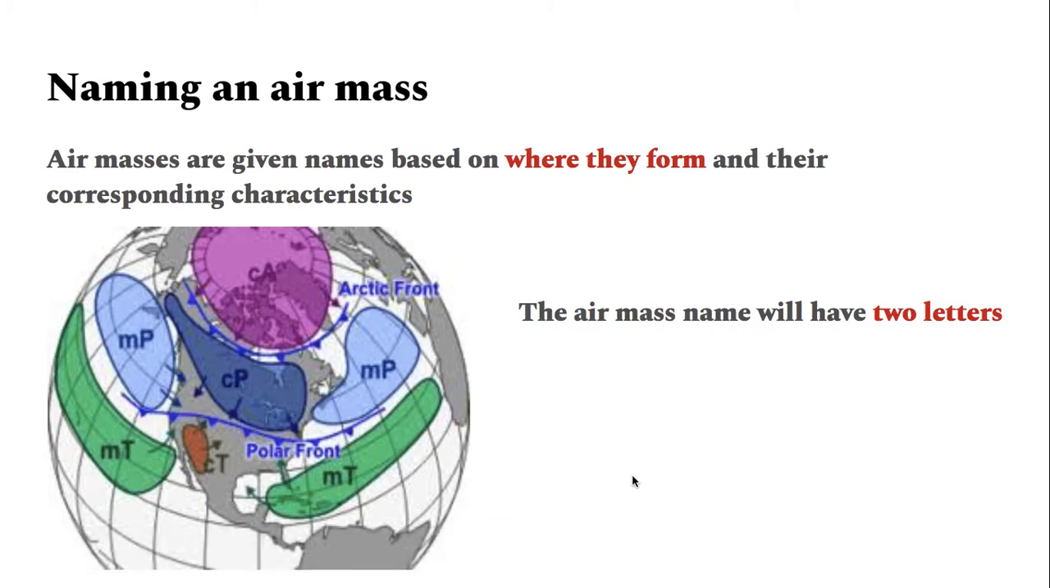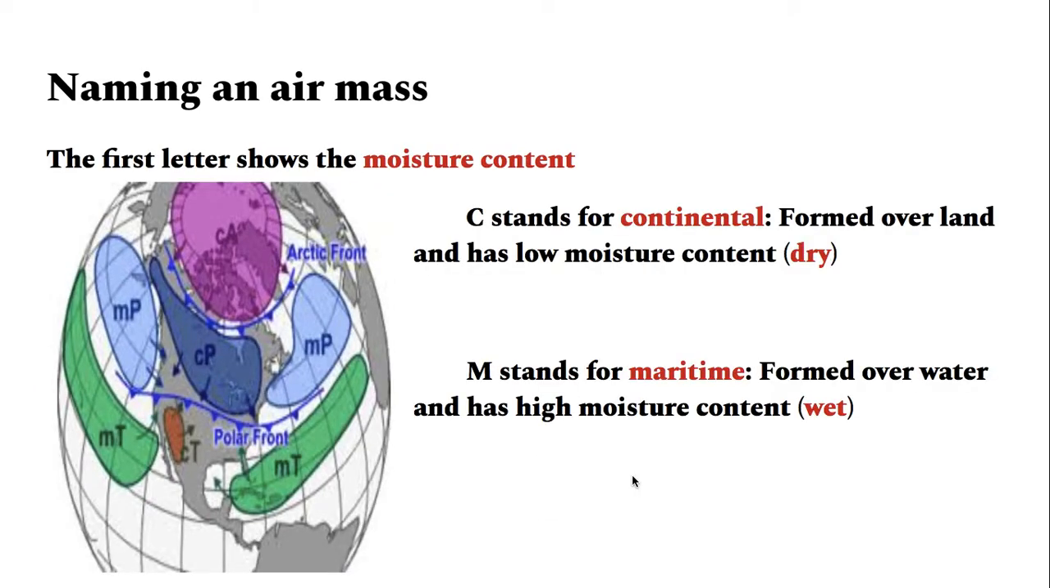Alright, so let's look at what the first letter means. The first letter stands for moisture content. So is the air wet or is it dry? Is it humid or not? So C stands for continental. If an air mass has a C, that means it formed over land and the air is dry. Okay, air that's dry does not usually bring precipitation because there's no water. That makes sense. M stands for maritime.